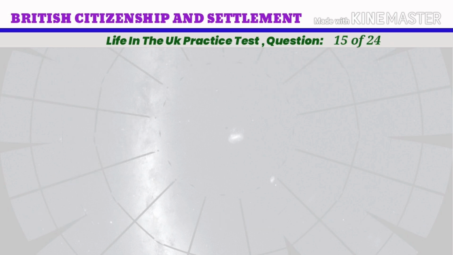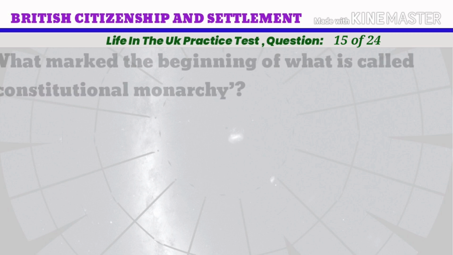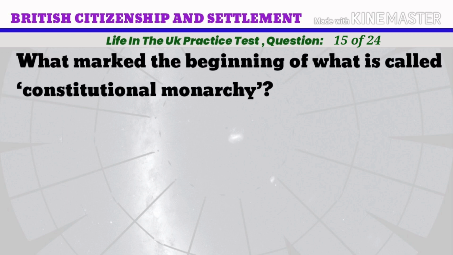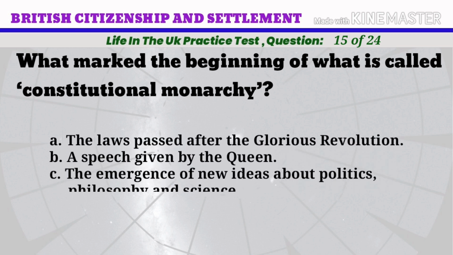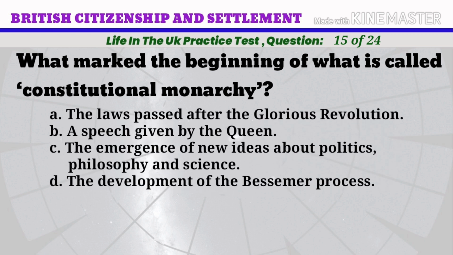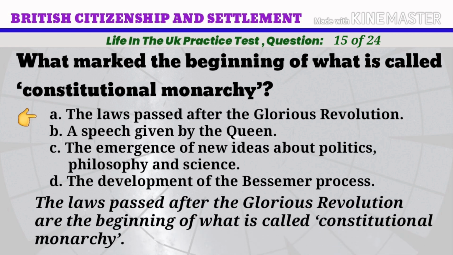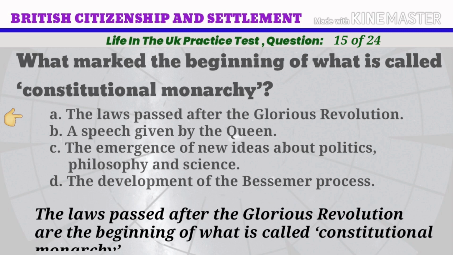Life in the UK practice test question 15 of 24. What marks the beginning of what is called constitutional monarchy? A. The laws passed after the Glorious Revolution. B. A speech given by the Queen. C. The emergence of new ideas about politics, philosophy and science. D. The development of the Bessemer process. The correct answer is A. The laws passed after the Glorious Revolution are the beginning of what is called constitutional monarchy.